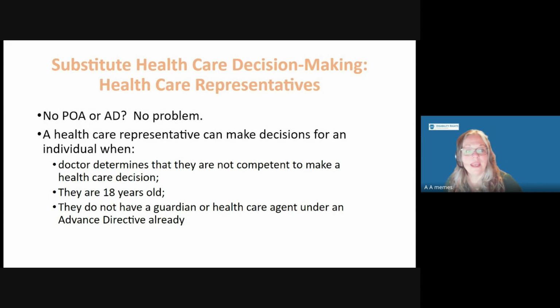The person has to be 18 years old, and it's for people that don't already have a guardian or a healthcare agent under an advance directive already. So this is the situation where you don't have any of those things and you're in there and you need to try to move forward.